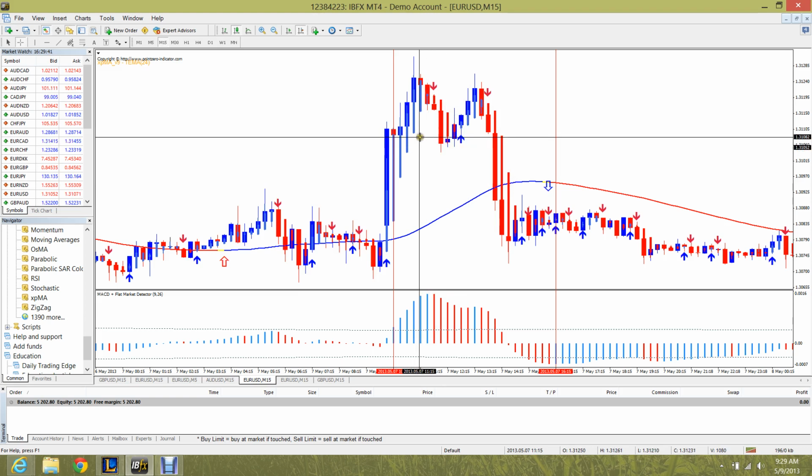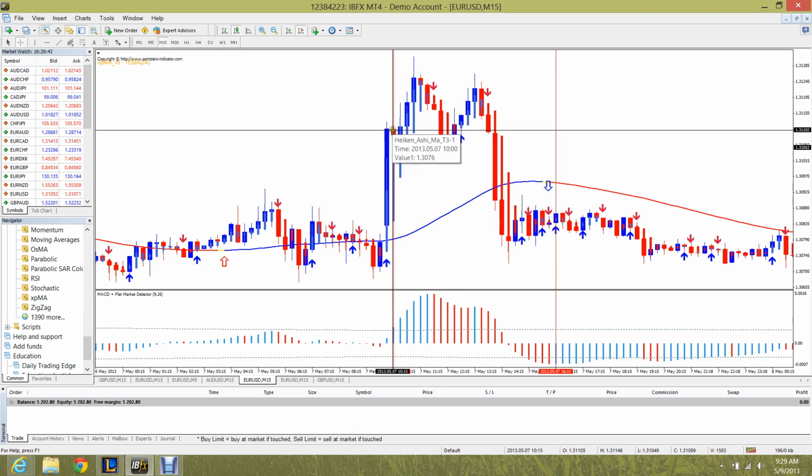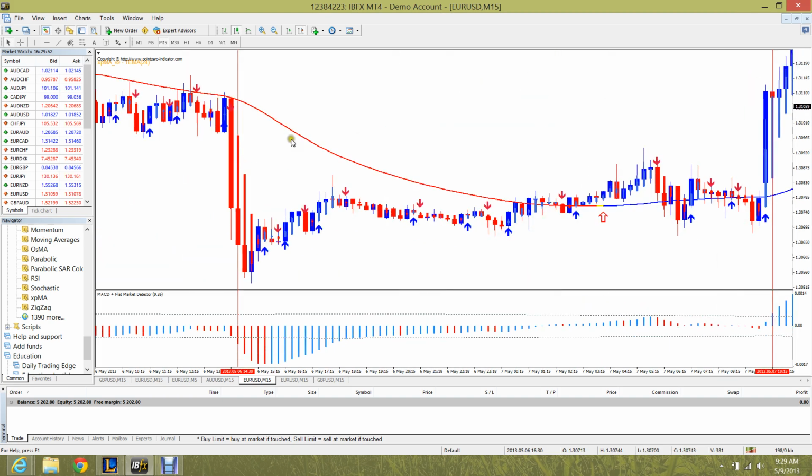And so I thought there was going to be some good movement on this trade, and I had my stop loss hit at about 7 or 8 pips. Let's get one more good trade.